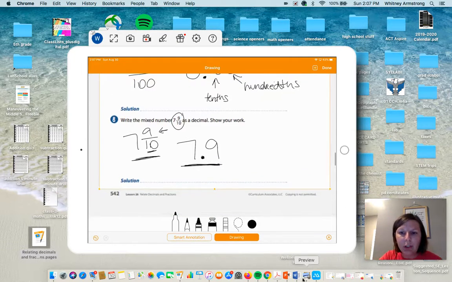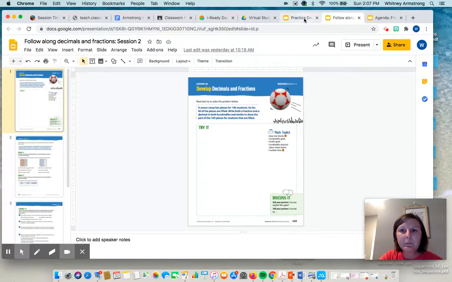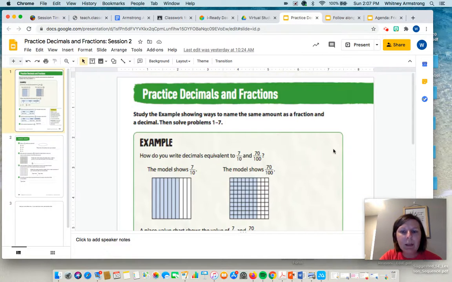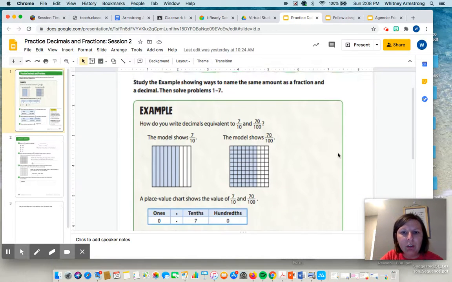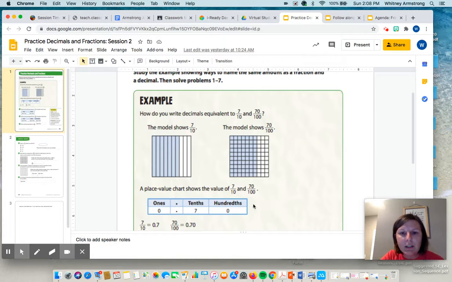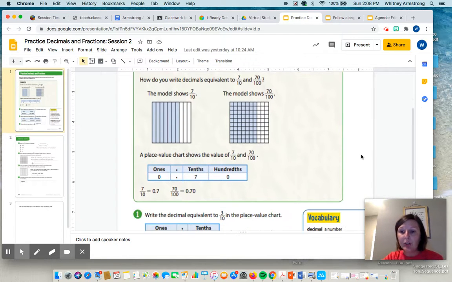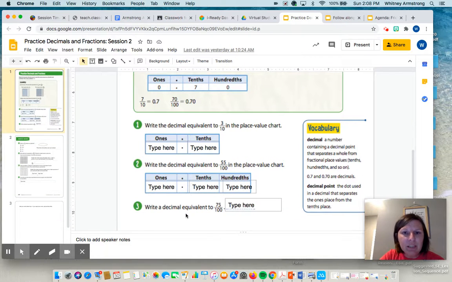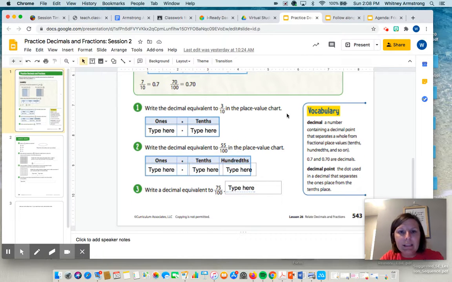So let me show you your homework. This is what your homework is going to look like. Okay, so it gives you an example at the top that you can look at. It gives you the base 10 blocks, and it also gives you a picture of the place value chart. There's one of these place value charts in your dry erase packet. So if you need to pull it out and use that, feel free to use that. So you have 3 problems here where you're changing from a fraction to a decimal, okay? And it tells you to write these in the place value chart, okay?